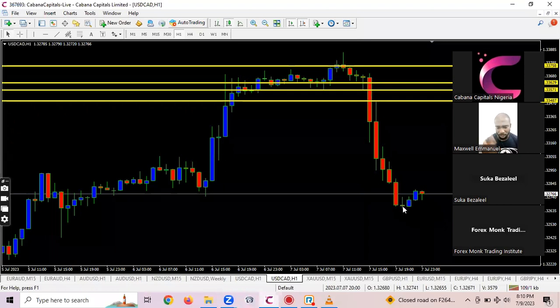That will not be a smart move because if I decide to execute a trade at the current market price, the risk will be very high. So I expect price to pull back to this fair value gap.